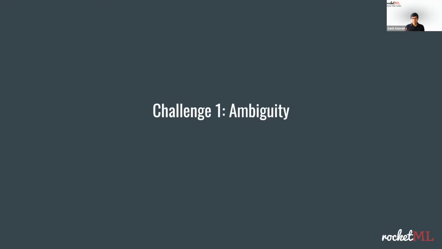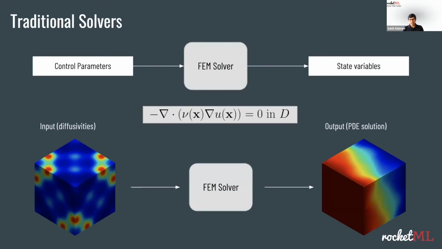Okay. The first one is ambiguity. Okay, so let me dig in and explain what ambiguity means. So traditional solvers are fairly obvious for industry.